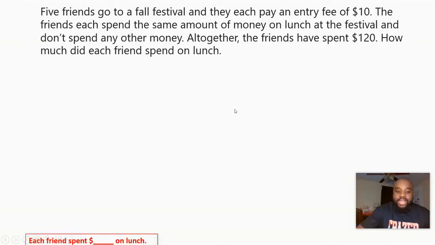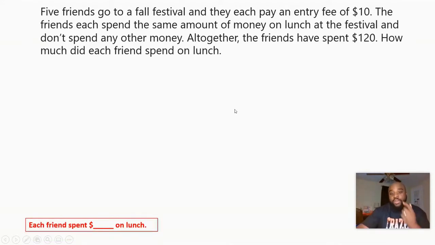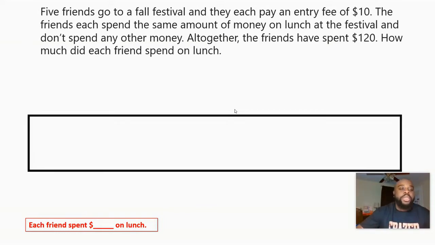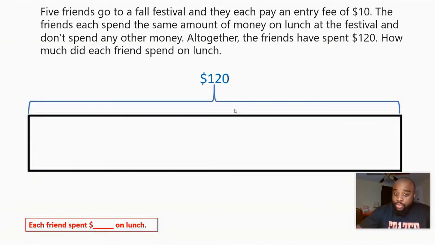So let's start with our answer statement, okay? We're trying to figure out the amount of money each friend spends on lunch, okay? Let's create our tape diagram and let's think about the whole for a second. What could we put for the whole amount? Good job. If you said 120, you are correct.